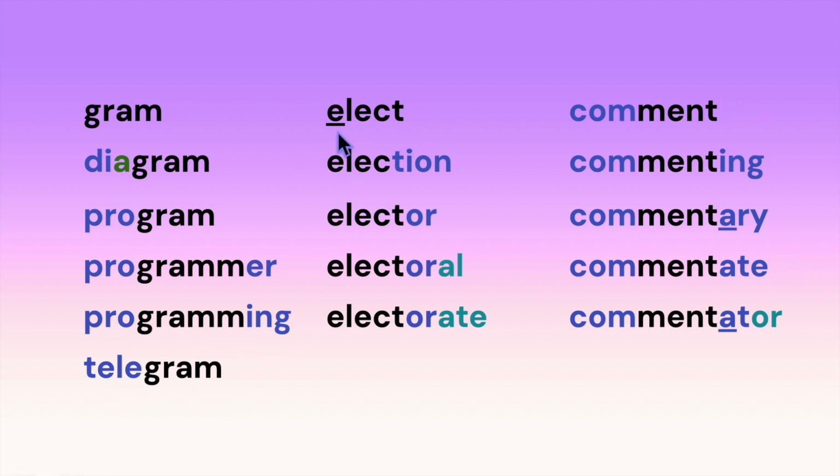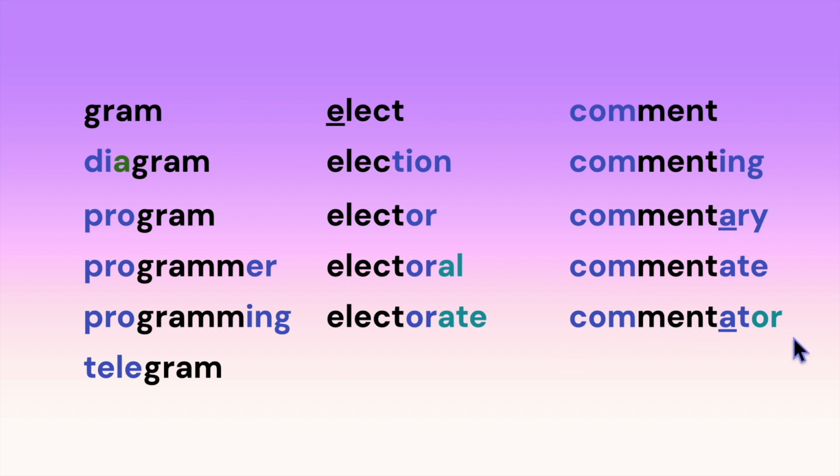Here we have elect with a long E. Election, elector, electoral, electorate. Notice that the suffix ate takes on a muffled schwa sound of it or i rather than a clear long A sound because suffixes are rarely accented in English words. Here we have a root comment, which has a prefix com in it. Commenting, commentary, note the long A.